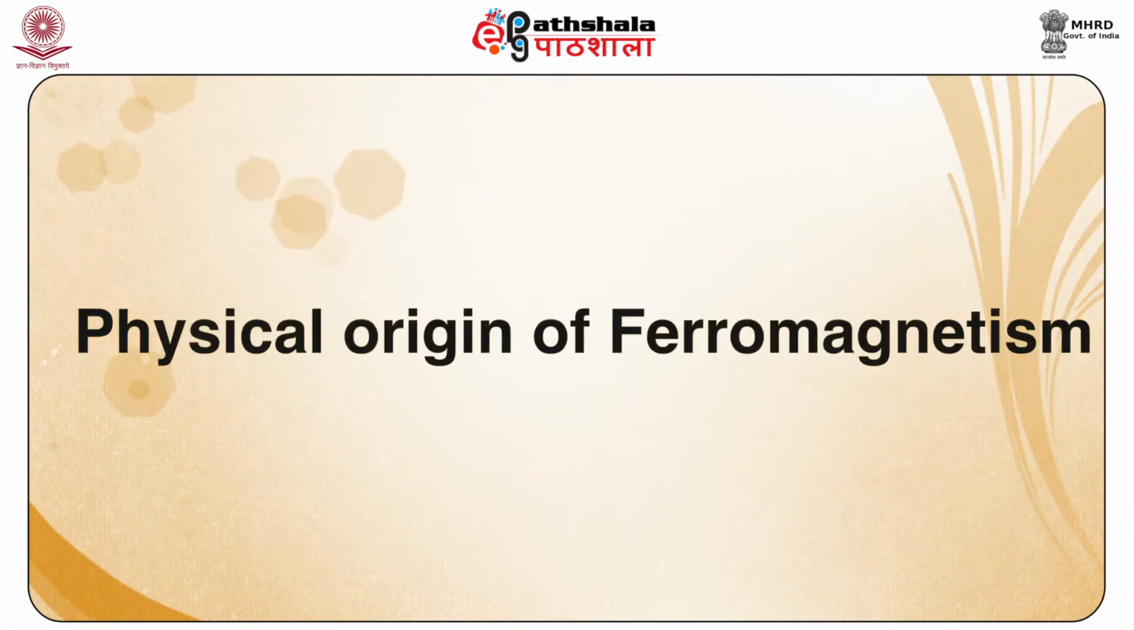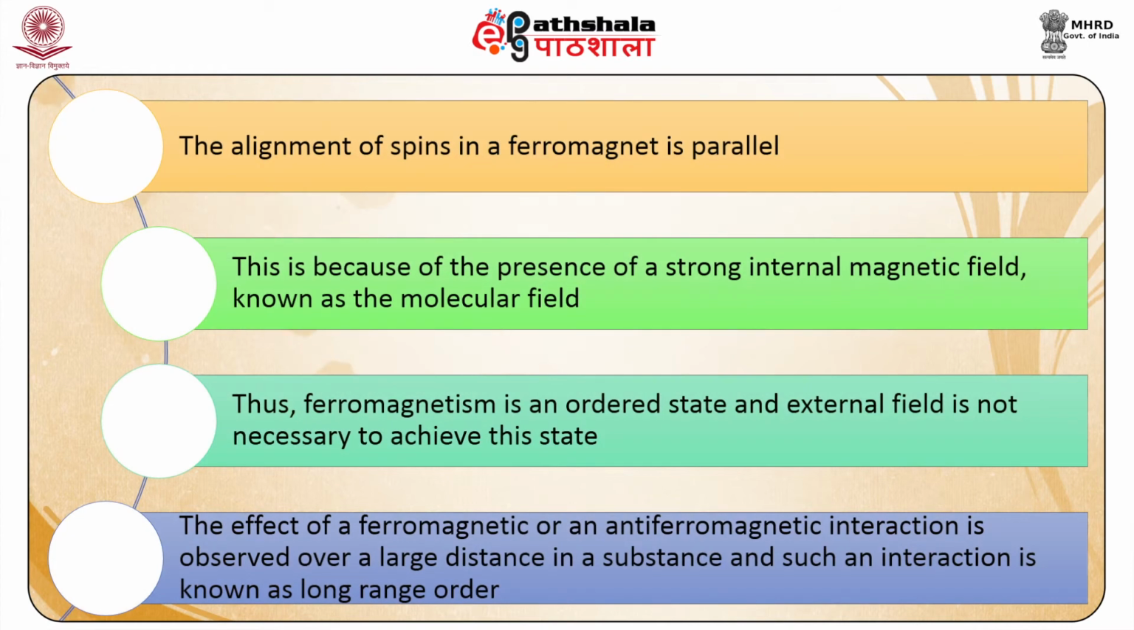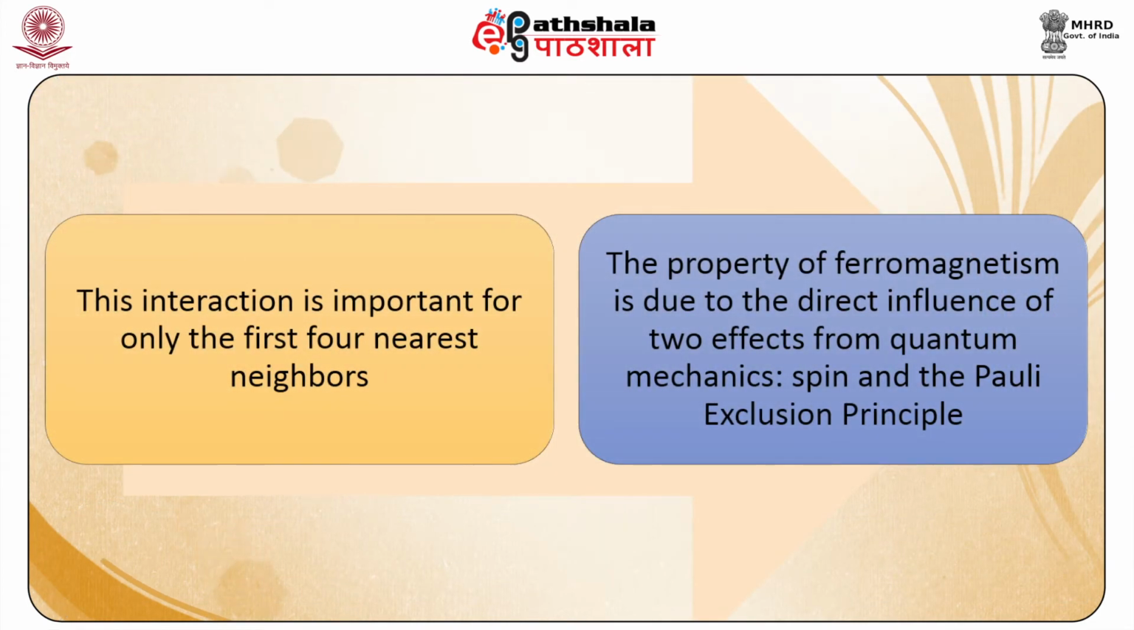Physical origin of ferromagnetism. The alignment of spins in a ferromagnet is parallel. This is because of the presence of a strong internal magnetic field known as the molecular field. Thus, ferromagnetism is an ordered state and an external field is not necessary to achieve this state. The effect of a ferromagnetic or an antiferromagnetic interaction is observed over a large distance in a substance, and such an interaction is known as long range order. This interaction is important for only the first four nearest neighbors.